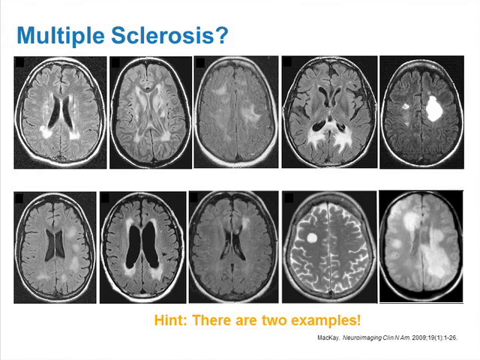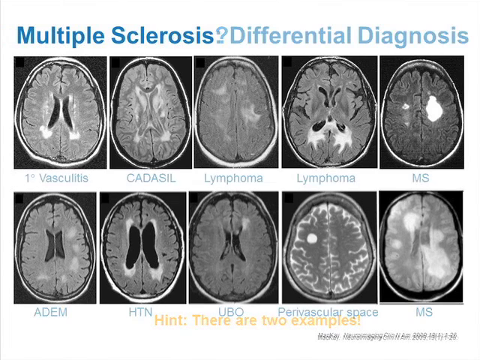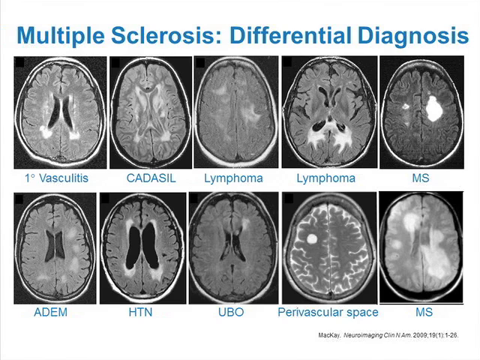This next slide shows 10 different brains, all with white matter lesions. I'll pause a second and ask you to find which 2 of them are multiple sclerosis. It's the 2 that are on the right, and the lesson here is that many things can look like multiple sclerosis, and it's important to have other clinical information and other clues to try and make that assessment.